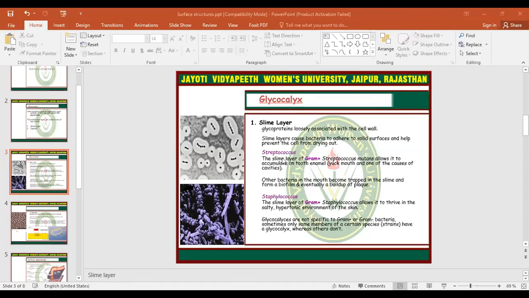An example of a slime layer is gram-positive streptococcus, the causative agent of plaque on the teeth in humans. The slime layer of gram-positive streptococcus accumulates on the tooth and causes cavities in the mouth of humans, and they create a biofilm. Biofilm means they adhere onto the surface of the teeth.